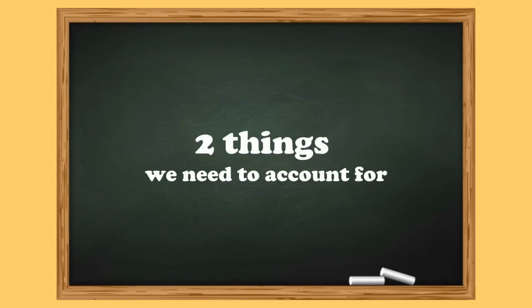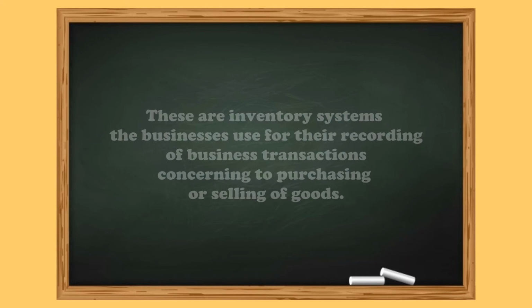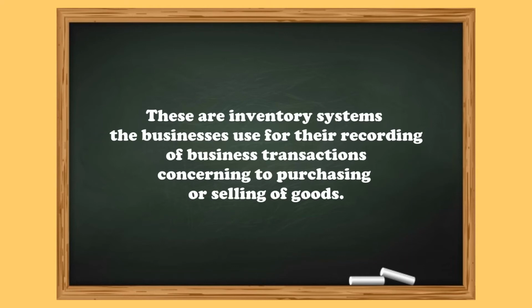In operating or starting up a merchandising type of business, there are two things we need to account for: the perpetual inventory system and the periodic inventory system. These are inventory systems that businesses use for their recording of business transactions concerning the purchasing or selling of goods.